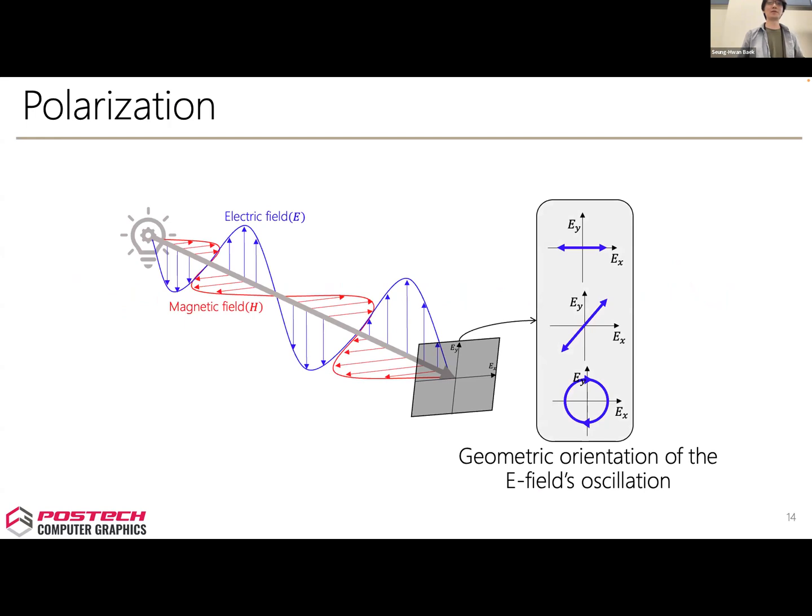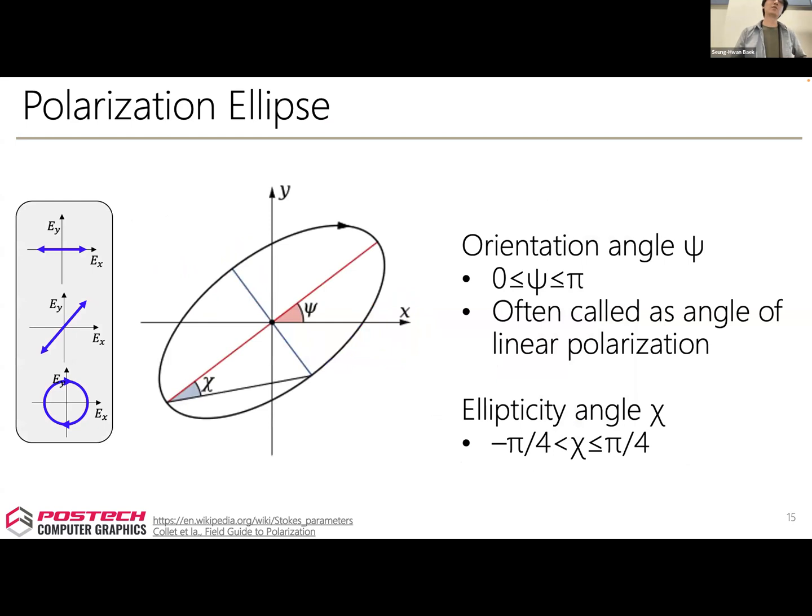First, back to the concept and definition of polarization. Polarization, as I mentioned, is the geometric oscillation pattern of the light's electric field. We can project this oscillation pattern of the electric vector onto the tangent plane to the propagation direction of light. If you project it, you get a shape, and this is called the polarization ellipse. The polarization ellipse can be parameterized with two factors: one is the orientation angle, the other is the ellipticity angle.